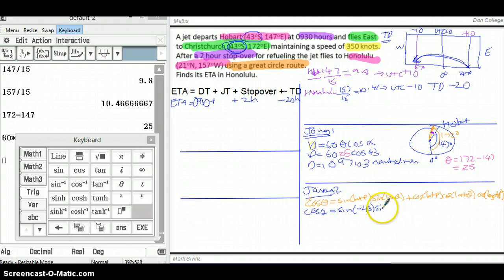So then it's times by the sine of the latitude of the second place, which is 21 degrees north, so that's going to go in as 21. Plus, then we'll have cosine of the latitude, that's minus 43 again, times cosine of 21. Now we need the longitudinal difference.